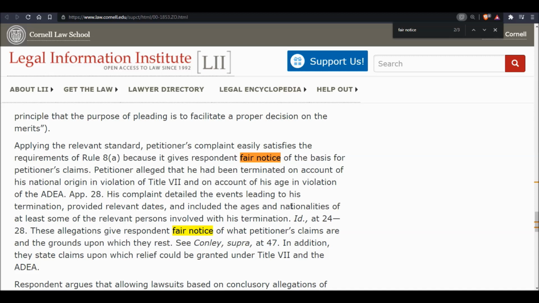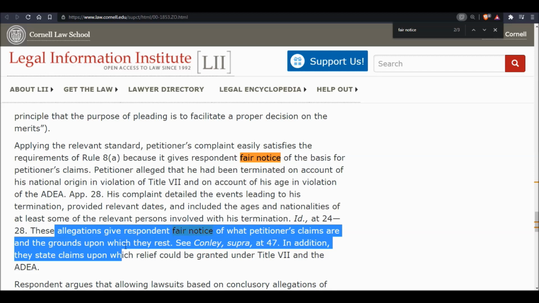Instead of going straight to the point of why you were bringing a claim as a complainant, as a plaintiff, deal with the details, the why and how of the subject matter. These allegations give respondent fair notice of what petitioner's claims are, and the grounds upon which they rest.